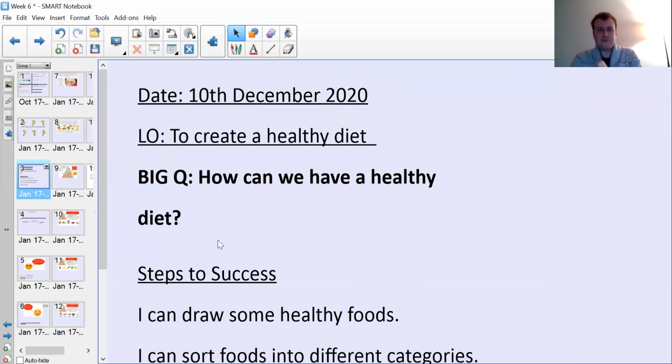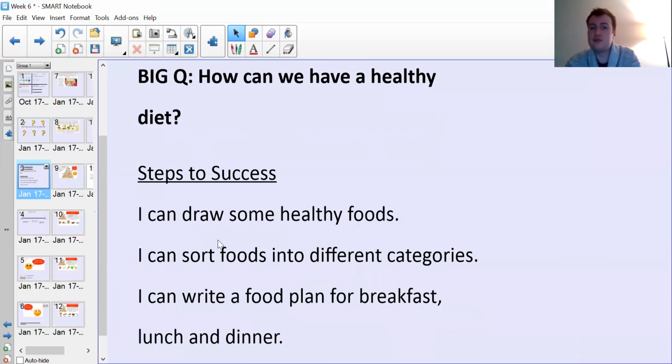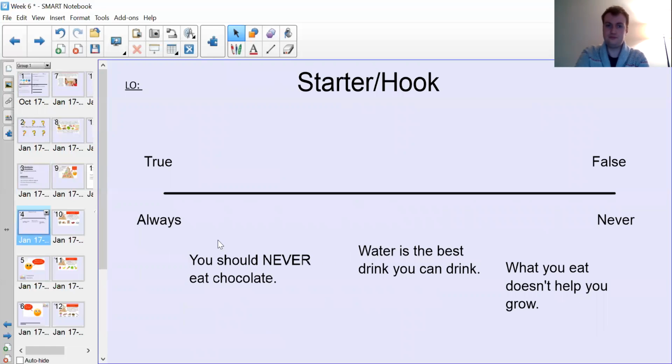So, today we're going to be able to draw some healthy foods, hopefully be able to put foods into different categories, and maybe write a food plan for breakfast, lunch and dinner to make sure we have that healthy meal. So, we always have this sort of, is it always true, never true, or sometimes true? Okay, so have a think for each statement.